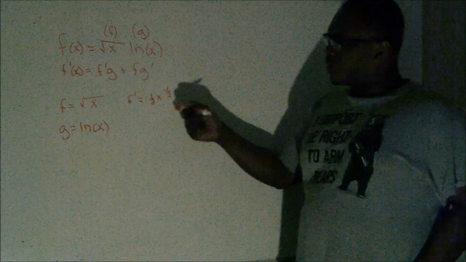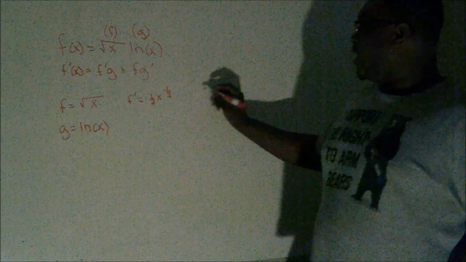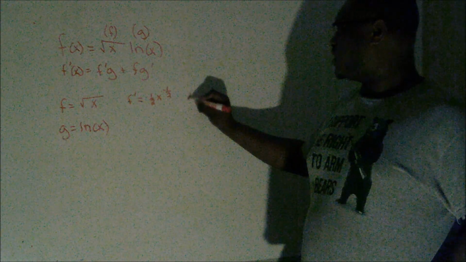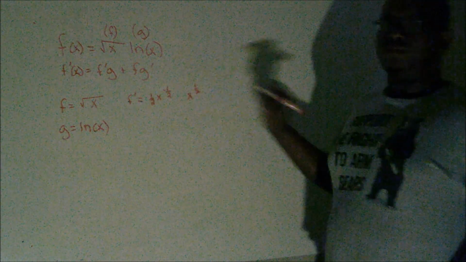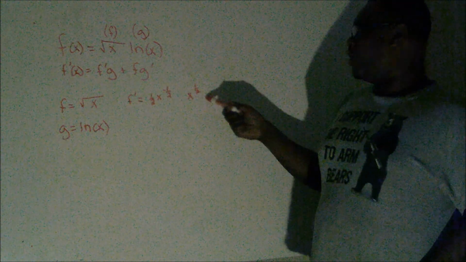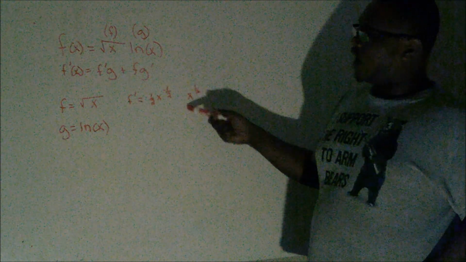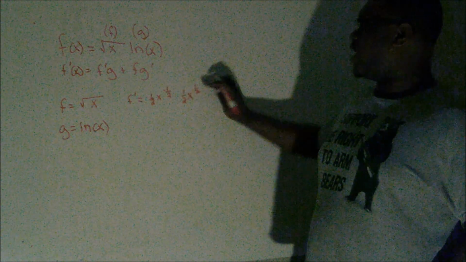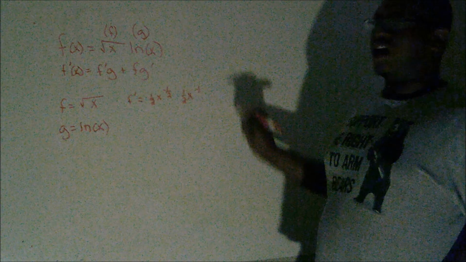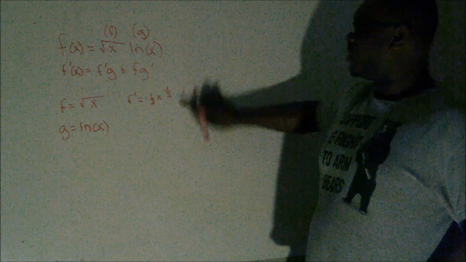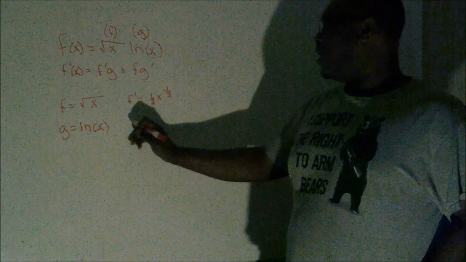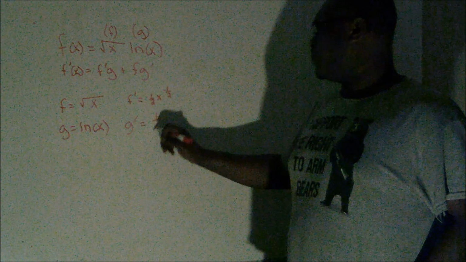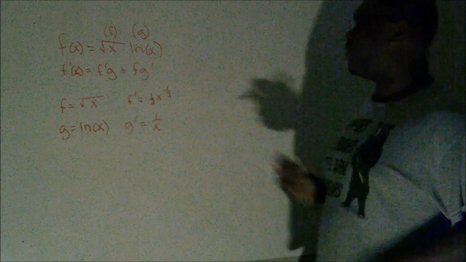Now, if you're having a question on where I got this from, if you remember your square root and exponent rules, the square root of x is actually x to the 1/2. And then if we use our exponent rule for derivatives, we simply multiply this 1/2 out and subtract 1. So then the derivative is 1/2 x to the negative 1/2, which is where I got my answer. So g prime is simply just 1 over x. That's just a simple memorization rule from natural log of x to 1 over x.